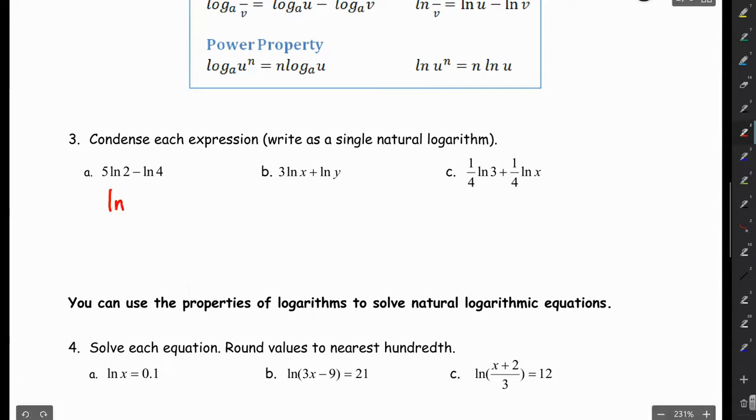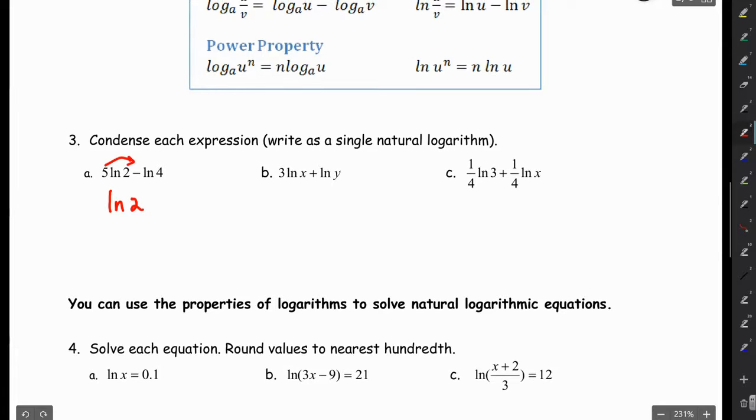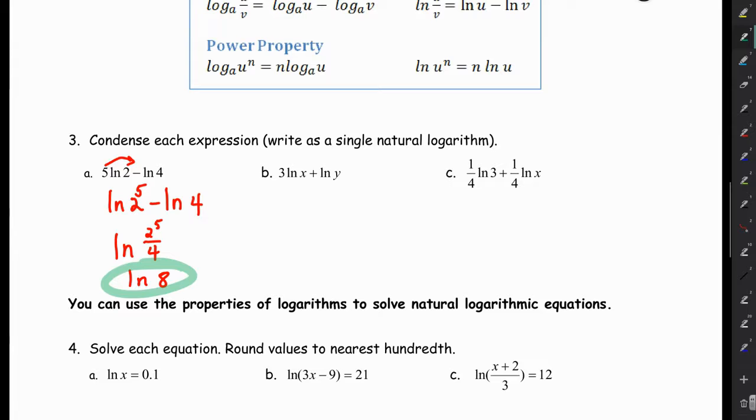So we're going to use the power rule to bring this guy up. And whenever we have subtraction between, that becomes division when we condense the log. And 2 to the 5th divided by 4 is 8. So our final answer here, once we've condensed it, is ln of 8. And you always just want to have the word log in your final expression, in this case, ln.